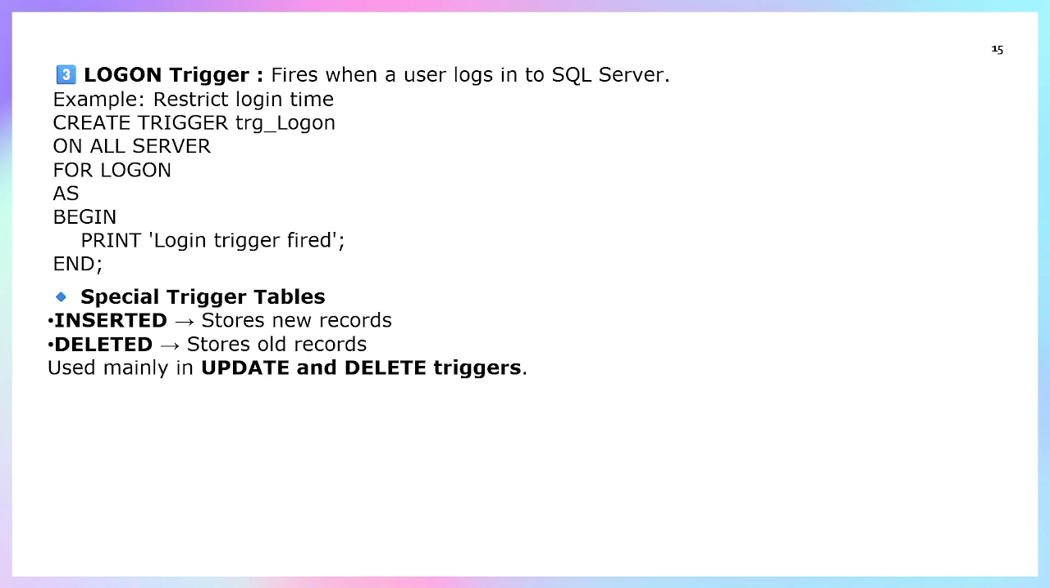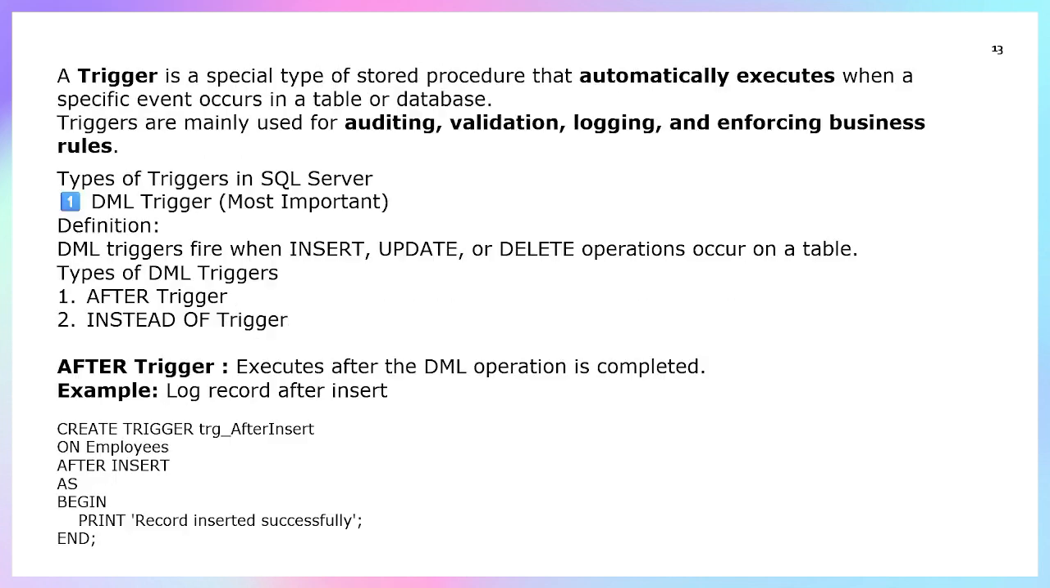Now let's read all these three in detail. So we have three triggers: one is DDL, another is DML, and the third one is the logon trigger. In DML trigger, the definition is that a DML trigger fires when an insert, update, or delete operation occurs on the table. There are two types: one is the after trigger and the second one is the instead of trigger. An after trigger executes after the DML operation is completed, meaning once the insert, update, or delete operation is performed, like after insert, after update, or after delete, this trigger performs.